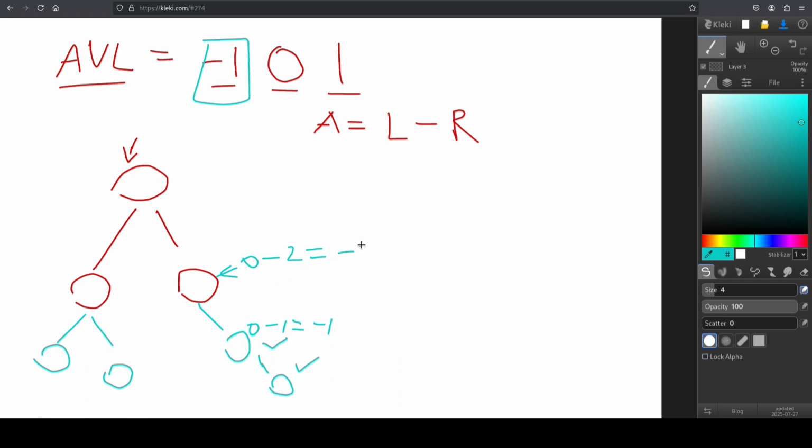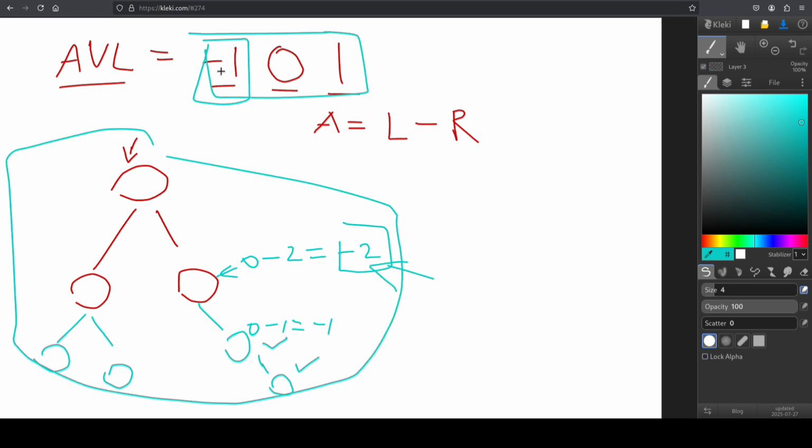So 0 minus 2 is going to give us -2, and -2 is not in our magic numbers list. When you have a number that is not -1, 0 or 1, then we call that imbalancing. So there is imbalancing occurring at this node. There might be imbalancing at other nodes as well, but we're not going to go there. We just want to find one node where imbalancing occurs, and if there is imbalancing, then this is not an AVL tree. So that's simply how to find out if something is AVL or not. Thanks for watching.